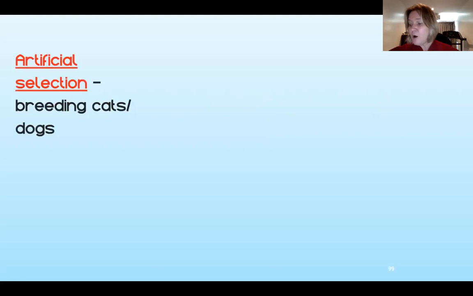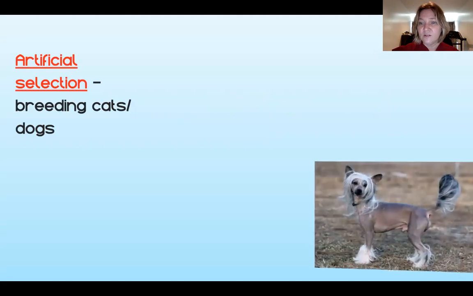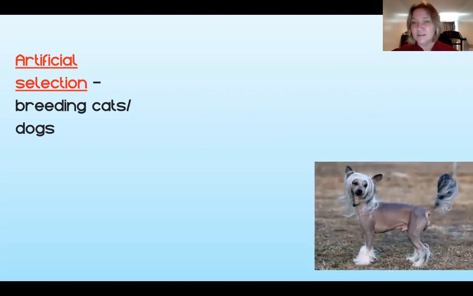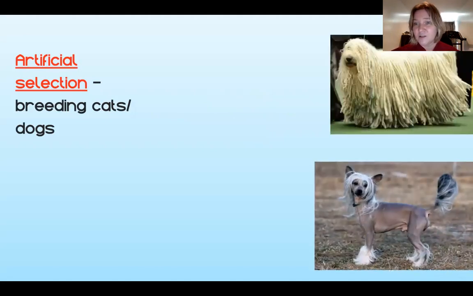Okay, so the non-natural, the unnatural, the man-made type of divergent evolution is called artificial selection. And this is what we do when we breed dogs and cats. We are artificially selecting which characteristics of the breed that we like and which we would like to emphasize. So we get weird dogs like this guy, that one that just looks like a giant mop.